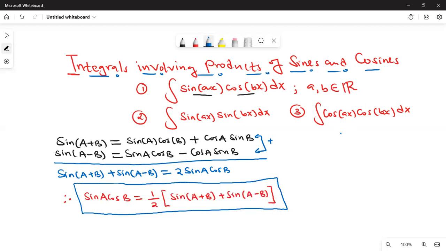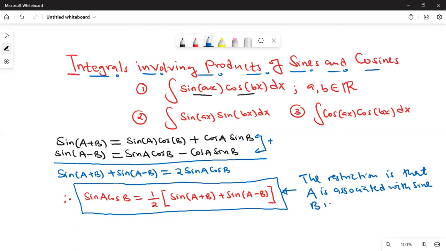Another identity that we also know of is that of cos A plus B and also cos A minus B. So I can comment here that the restriction is that A is associated with sine, while B is associated with cosine, so that we now talk of sine A cos B. That's an identity that we make use of.